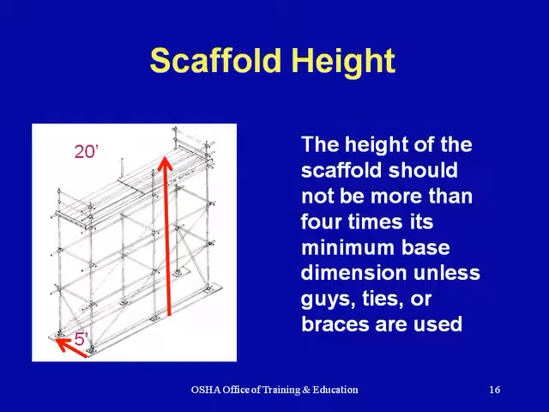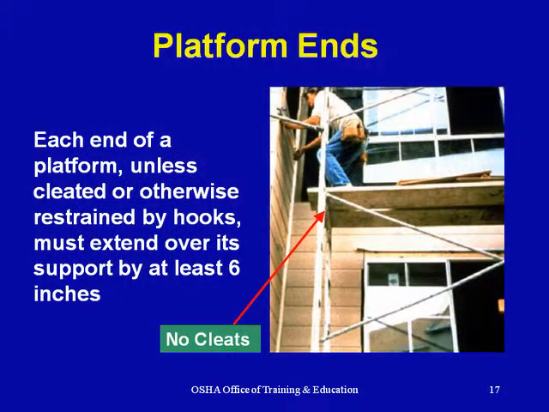Scaffold height. The height of the scaffold should not be more than 4 times its minimum base dimensions, unless guys, ties, or braces are used. Platform ends. Each end of a platform, unless cleated or otherwise restrained by hooks, must extend over its support by at least 6 inches. The example shown has no cleats.